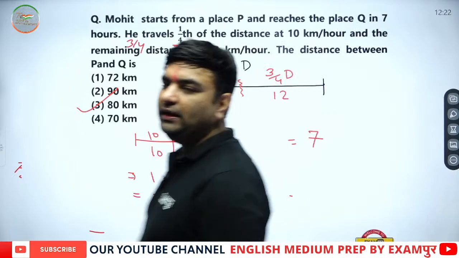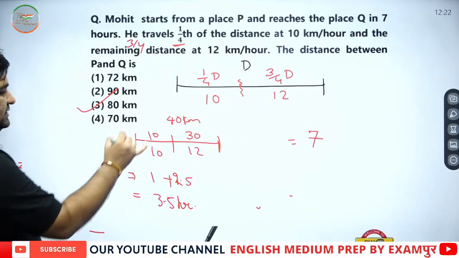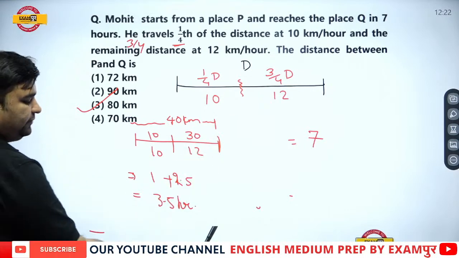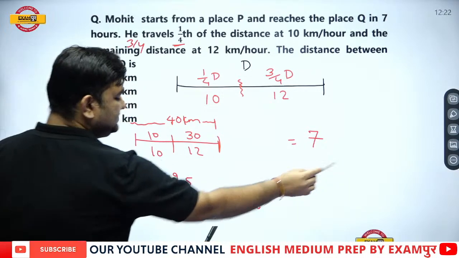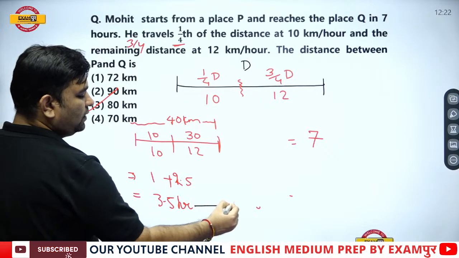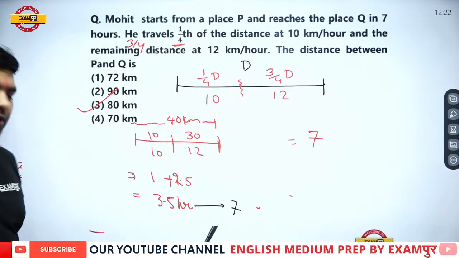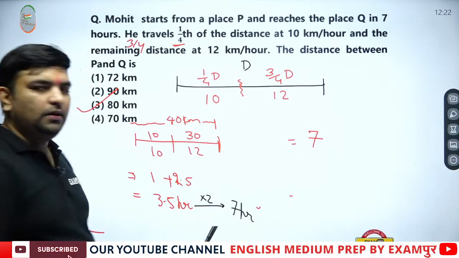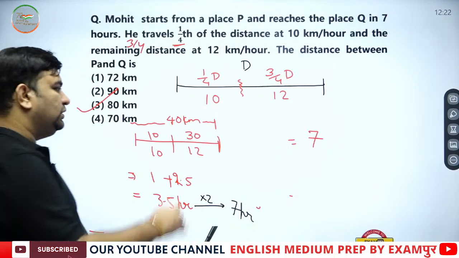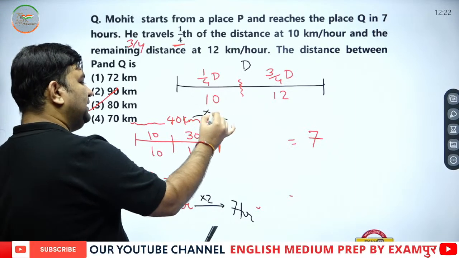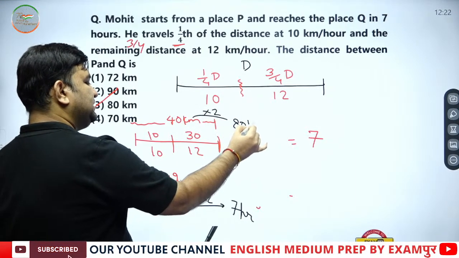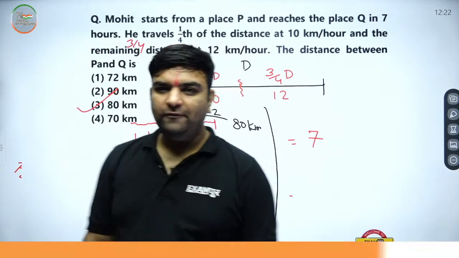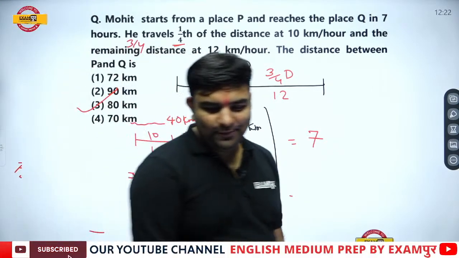By assuming 40, the time is coming to 3.5 hours. Actually, it is given as 7 hours, so there is a multiplication of 2. So in the distance as well, there would be a multiplication of 2. Actual distance, 80 kilometers. Have you got it? By both the methods.